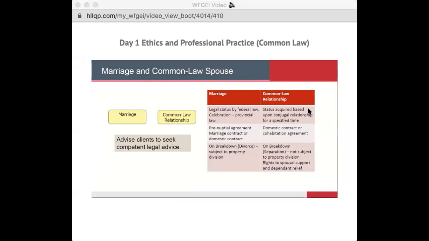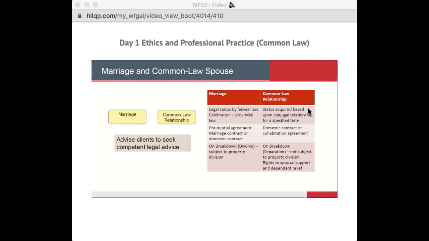So once again, it's a good idea to have that, because some provinces, in terms of a common law breakdown or separation, are not necessarily subject to property division. You have to look at the individual province that you happen to be in. So, for example, in Quebec, there is no common law. In other words, common law simply is not recognized, and that's the end of that. So without a properly drawn up agreement, certainly one of the parties will be disadvantaged.